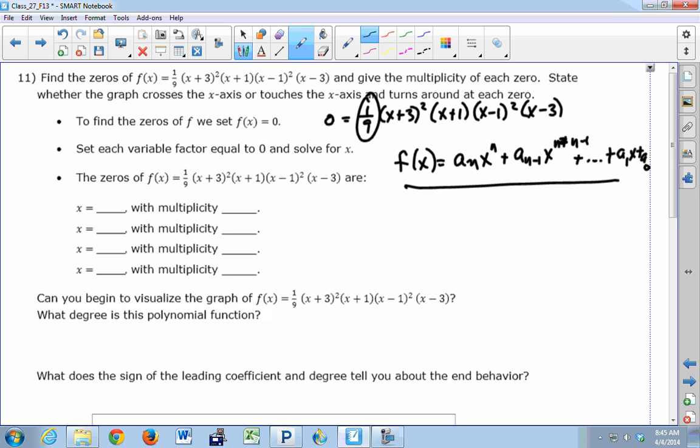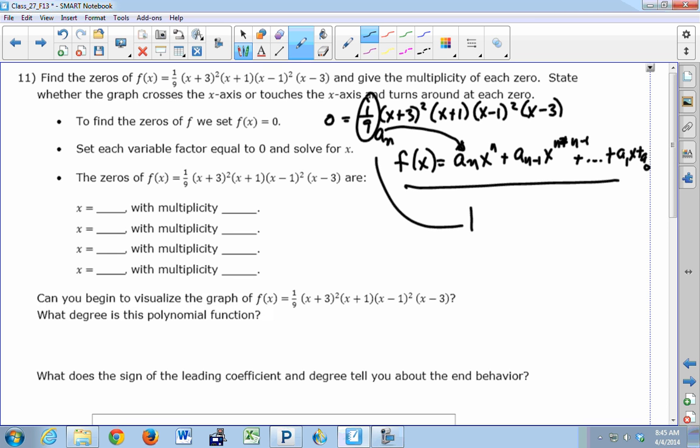Excuse me? A. Well, there's lots of A's here. Which one? Do you know which one it would be? A sub n, right, because it's the leading coefficient. It's in the front of the pack, right? The 1/9 is in the front of this whole thing, and it would be the leader right here too. So that 1/9 is A sub n. It's the same thing as your leading coefficient.